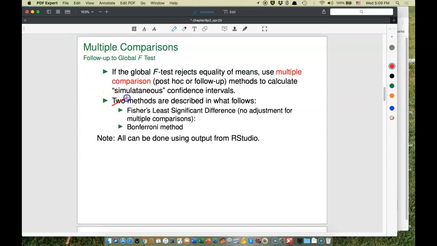All right, so there are two methods that are described in what follows. Actually, I lied. There are three methods described in what follows. Must have been a previous edit that I didn't catch. And so the last is going to be Tukey's method.